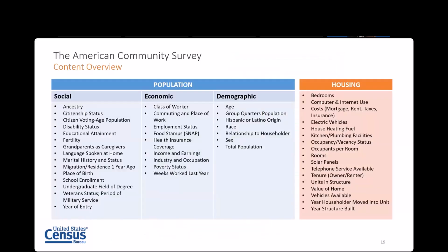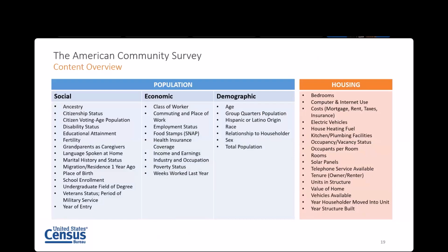Like I just said, the questionnaire is organized into housing and person questions, which cover 4 broad categories of topics: social, economic, housing, and demographic. I want to highlight some of the topics within these sections.